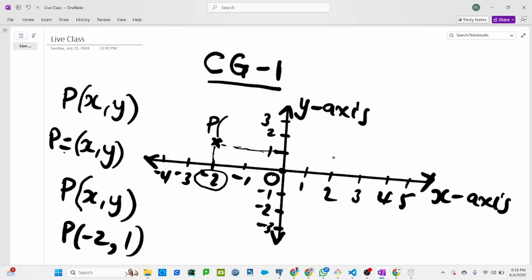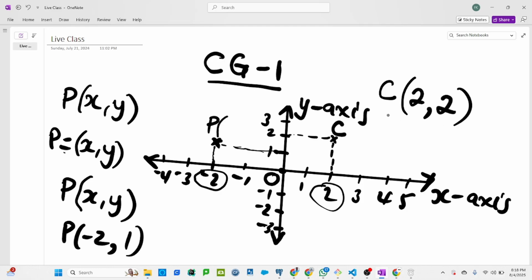If I have a point at this place, let's say point C, to find its coordinates you project it perpendicularly to hit the x-axis, and the value that you read there becomes the x value. Then you project it again onto the y-axis, and the value that you read from there is the y value. So this is the point with its coordinates. That's basically how to locate a point.